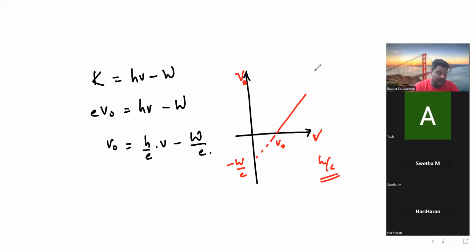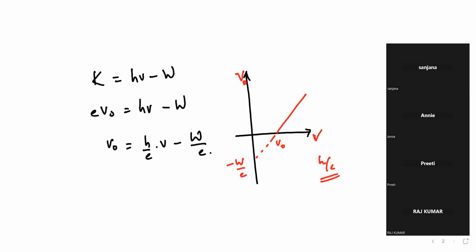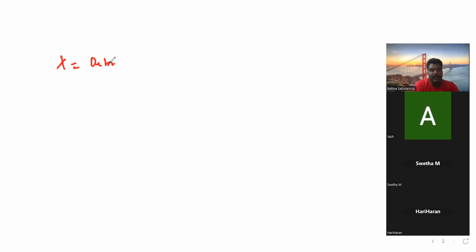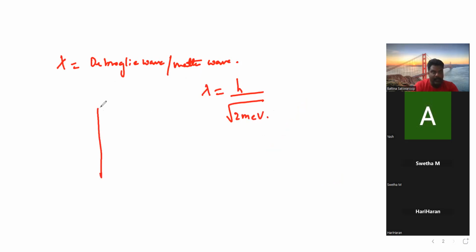Next. Shall we take it? Yes, sir. Lambda is the de Broglie wave or matter wave, so we will try to plot for it. You already know the lambda value: h by root 2meV. So I am plotting the graph for lambda and root V.